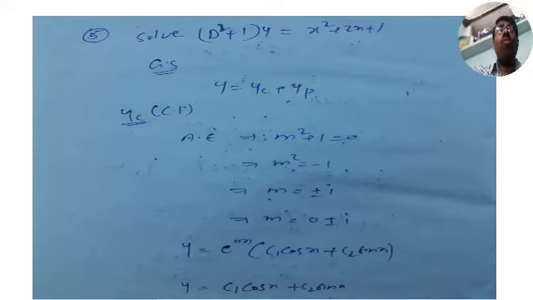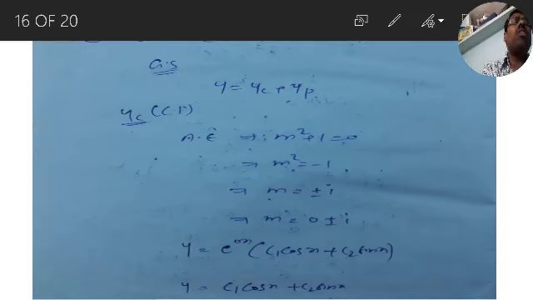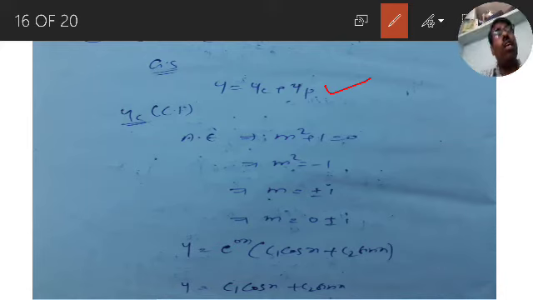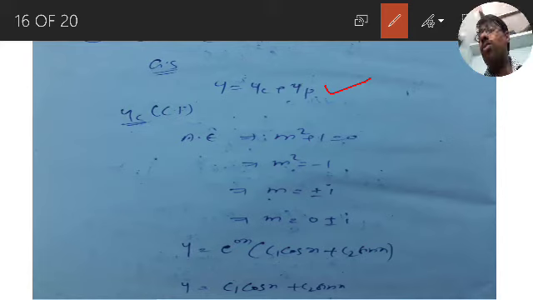Fifth problem, solve (D square plus 1) y is equal to x square plus 2x plus 1. So the right hand side, is it 0? No. The right hand side is not 0, it is x square plus 2x plus 1. Not 0 means it is non-homogeneous. So what is the general solution of a non-homogeneous differential equation? The general solution consists of two terms, yc and yp. Therefore the general solution is y is equal to yc plus yp.